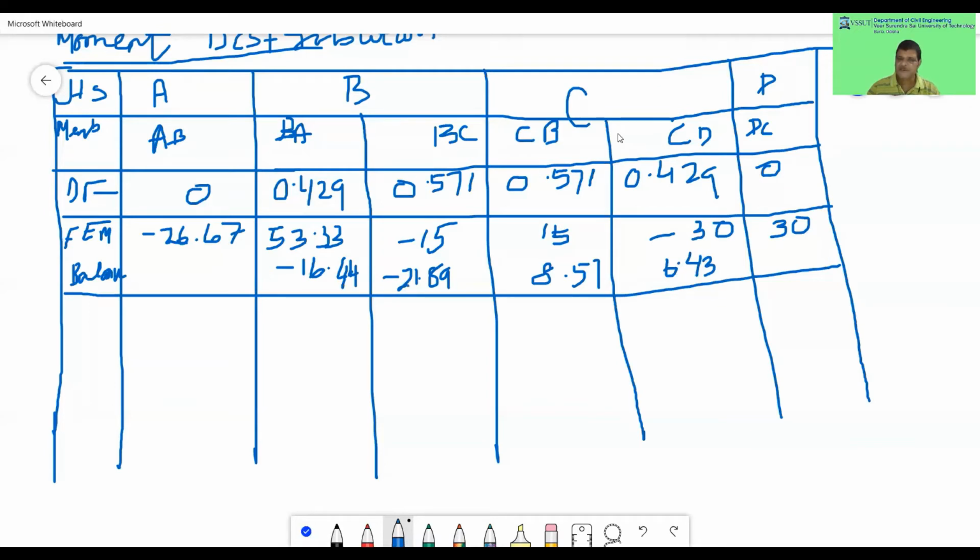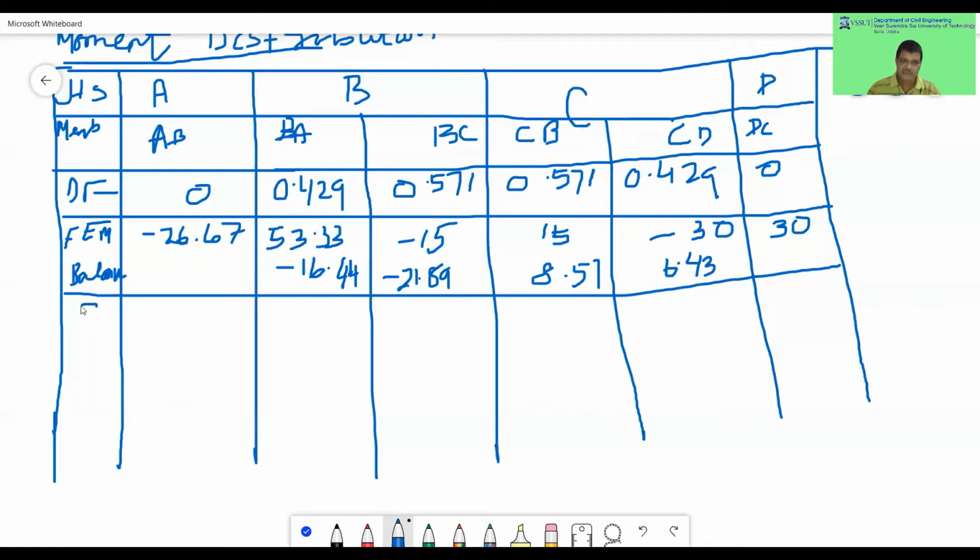Similarly, at joint C, there is minus 30 plus 15. So the net unbalanced moment is minus 15. So apply plus 15. Plus 15 into 0.571 will come here. Plus 15 into 0.429 will come here.